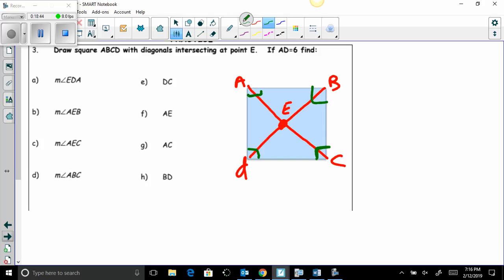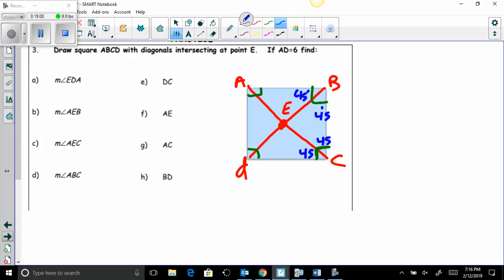And think about that. If you have 90-degree angles there and diagonals bisect opposite angles, what do each one of these angles have to be? Well, yeah, if they're 90, cut them in half, 45 and 45, right? That's going to happen all over, right?